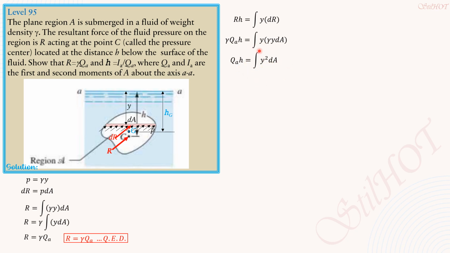Then from integral calculus again, this is the second moment of area, or the moment of inertia of the area with respect to axis AA, and we simply denote this by IA. So QA h equals IA, therefore h is IA over QA. And that proves this statement.